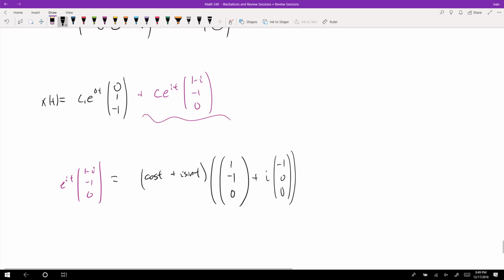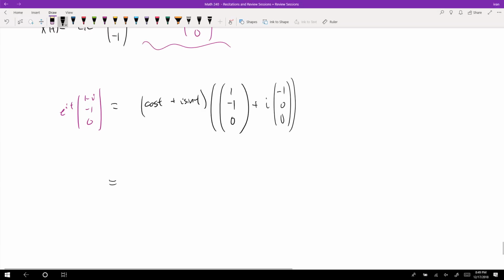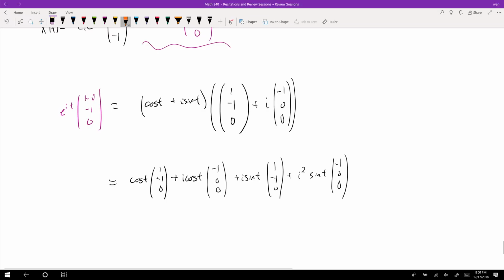Okay, so now we have to FOIL it and get the real and imaginary parts. So FOILing, I get cosine t times 1, negative 1, 0, and then outer is plus i cosine t times negative 1, 0, 0, inner plus i sine t times 1, negative 1, 0, plus last, so it becomes plus i squared sine t times negative 1, 0, 0. But we need to realize that i squared is just equal to negative 1.